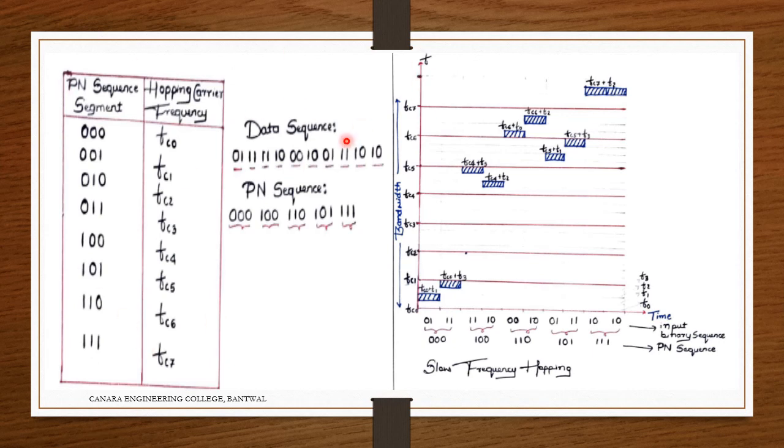Now I have to divide the data sequence per hop into 2 bits here. So I am dividing the sequence 0 1 1 1 1 1 1 0 0 0 1 0 0 1 1 1 1 0 1 0. So I have divided this into 2 bits. And the PN sequence, how much should it be? They have given 0 0 0 1 0 1 1 1 1 0 1 1 0 1 0 1 1 1 1, because the PN sequence is paired in groups of 3.